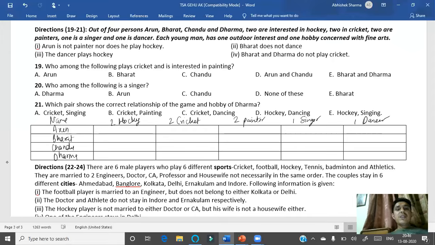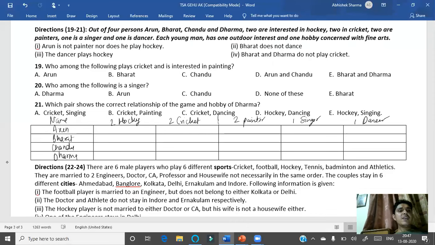Okay. Thereafter, he is saying that each young man has one outdoor interest and one hobby concerned with fine art. If we check the outdoor interests, the outdoor interests available are two, that is hockey and cricket. So we are separating the hobbies based on two parts. The hockey and cricket are outdoor interests, and painting, singing, and dancing are the hobby concerned with fine art, right? Thereafter, just start making tick and cross.